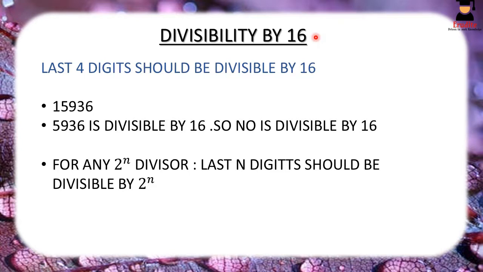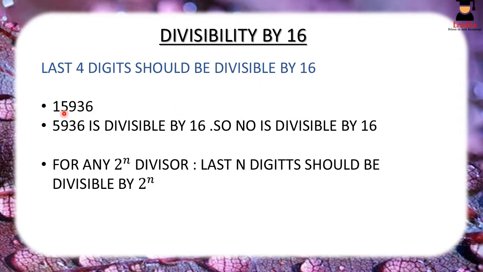If I have 4, I am checking for 2 raised to 2. For 2 raised to 3, and so for any divisor 2 raised to n, I will check if the last n digits are divisible by 2 raised to n. So I can express 16 as 2 raised to 4. So what I am going to check is whether the last 4 digits are divisible by 2 raised to 4.